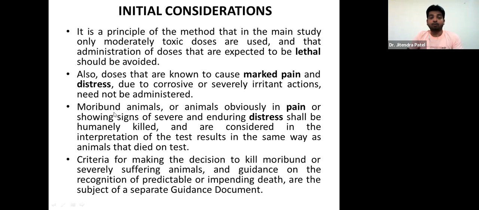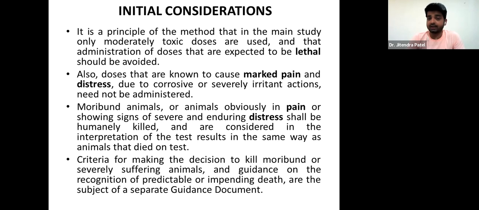Then the moribund animals, or animals obviously in pain, already having some kind of discomfort or showing the signs and symptoms of severe and enduring distress, shall be humanely killed. What is the meaning of humanely killed? By giving anesthesia, and there is a proper way to kill the particular animal. We cannot just kill them in any other way, right?